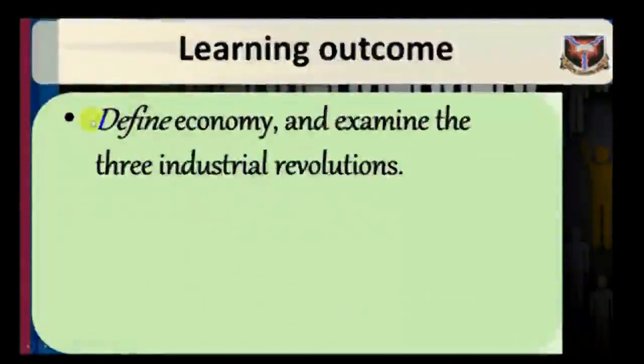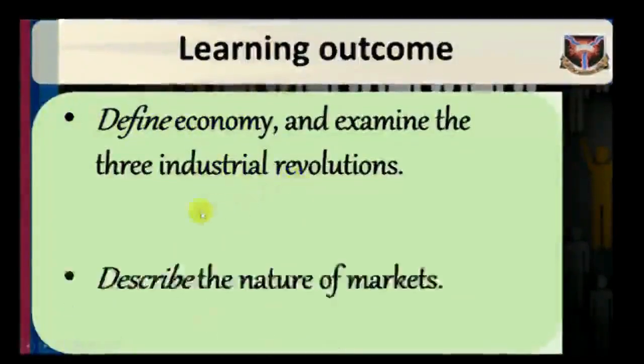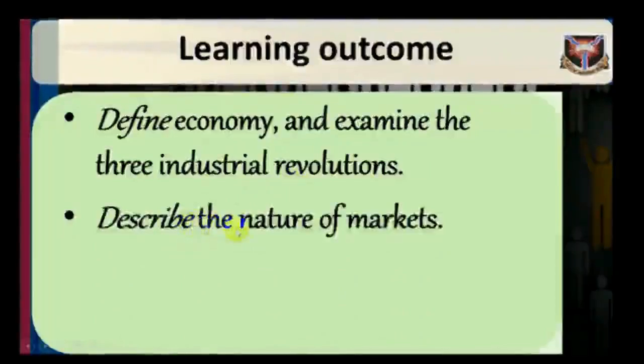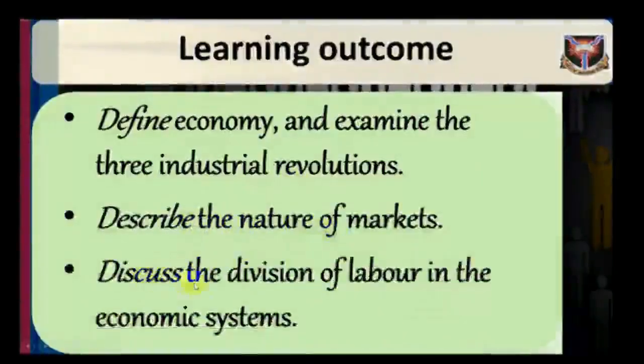Learning outcomes. When you have studied this session, you should be able to: 1. Define economy and explain the three industrial revolutions. 2. Describe the nature of markets. 3. Discuss the division of labor in the economic system.